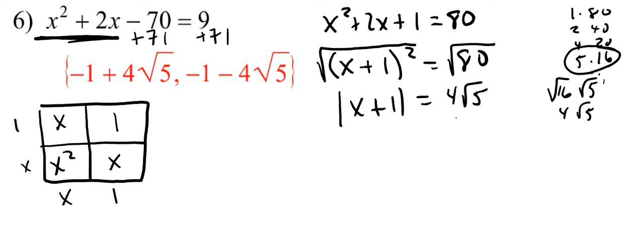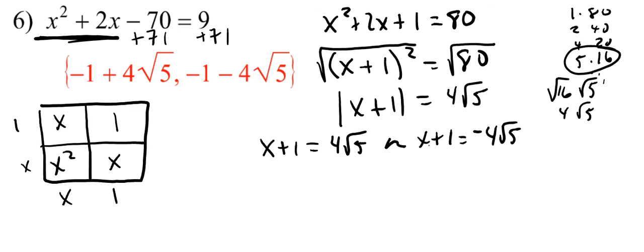And then I'm leaving it in exact form because you need to know how to work with exact form. You could change it, but I want my answers in exact form. So your answer should look like this. So then we've got the absolute value. So it's going to be x plus 1 equals positive 4 square root 5, or x plus 1 equals negative 4 root 5. So x equals negative 1 plus 4 square root 5, or x equals negative 1 minus 4 root 5.